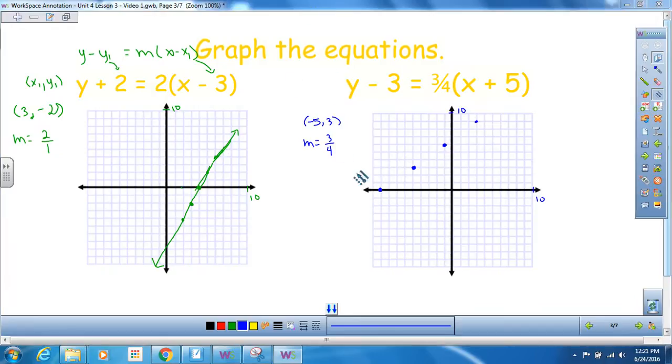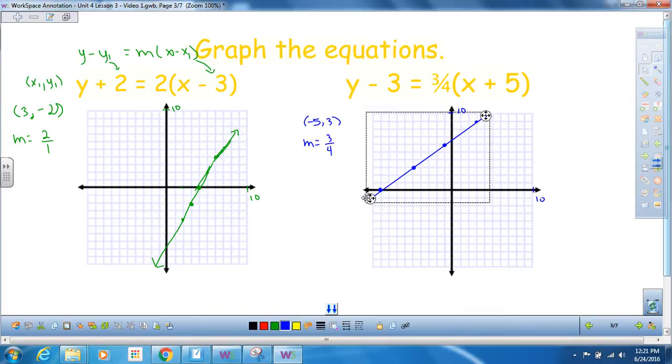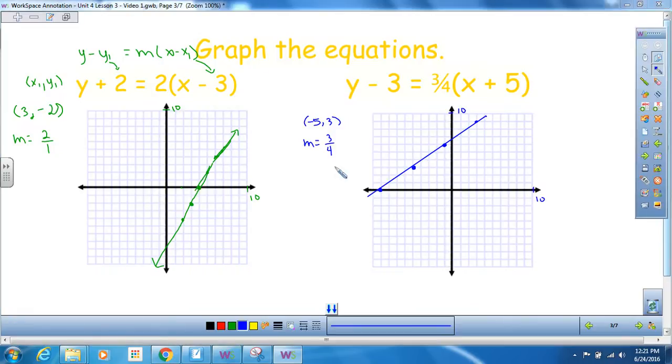See if I can do a line this time. There we go. Okay, so that's graphing.